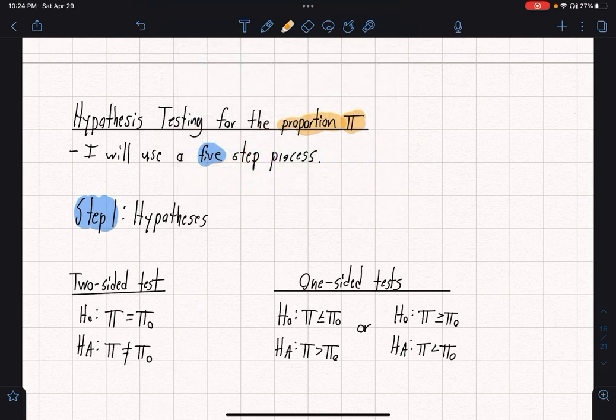So now I've written the exact same thing, except everywhere where I used to have mu, I now have pi. So we're now interested in whether the true proportion is equal to some value, or less than, or greater than some value.